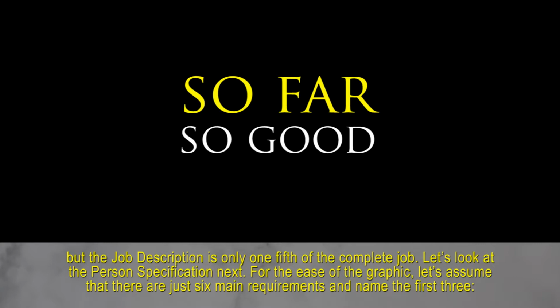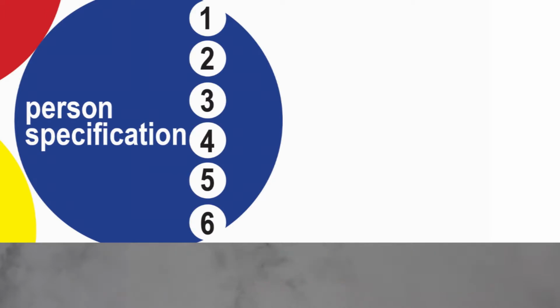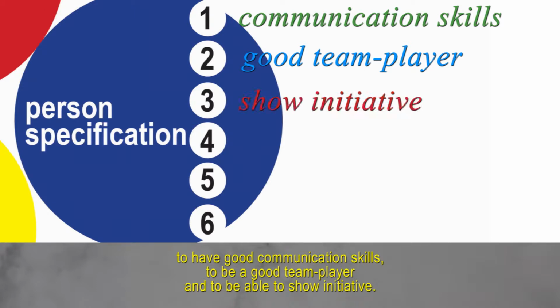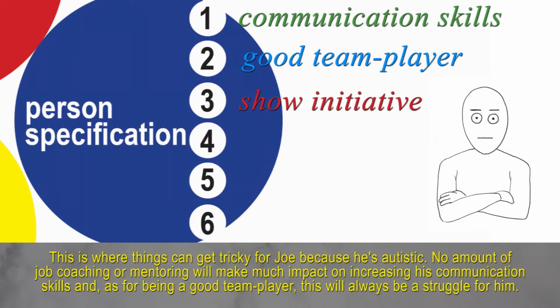Let's look at the person specification next. For the ease of the graphic, let's assume there are just 6 main requirements and name the first 3. To have good communication skills, to be a good team player, and to be able to show initiative. This is where things can get tricky for Joe because he's autistic.